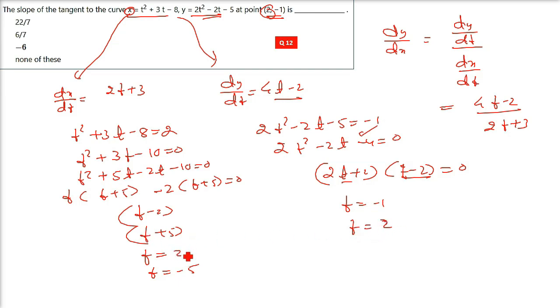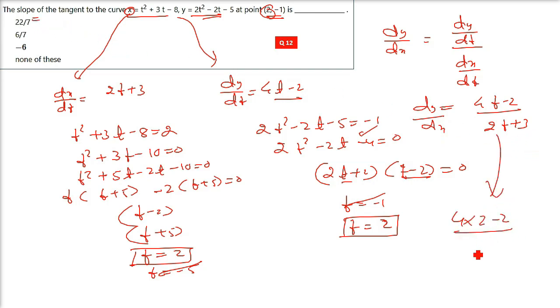What is the common solution here? You can just cancel these two out because only t equals 2 is the common factor. So this t equals 2 has to be placed here in order to find dy by dx, because the question is asking about the slope. So 4 into 2 minus 2 divided by 2 into 2 plus 3. So 8 minus 2 divided by 4 plus 3, that is 7. So 6 by 7. This is your answer.